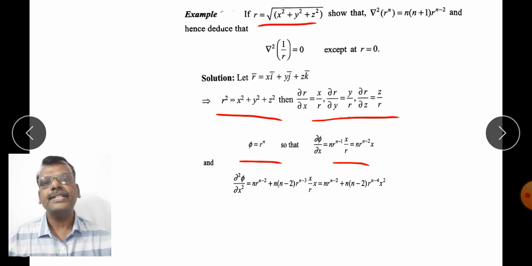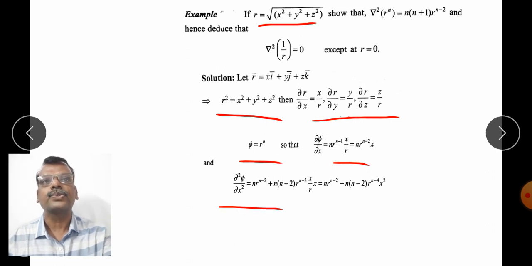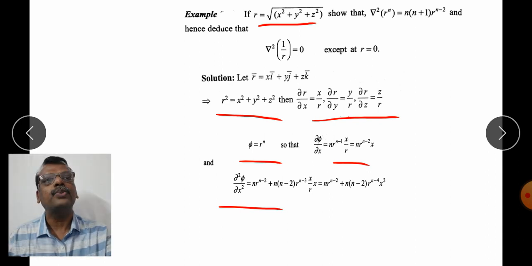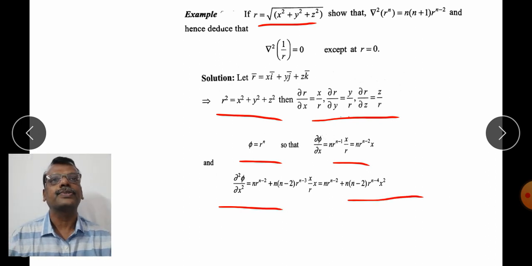And again differentiating partially with respect to x, that is dou square phi by dou x square is equal to n into r power n minus 2 plus n into (n minus 2) r power n minus 3 into dou r by dou x into x, that is equal to n into r power n minus 2 plus n into (n minus 2) r power n minus 4 into x square.